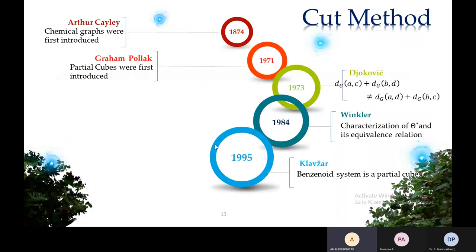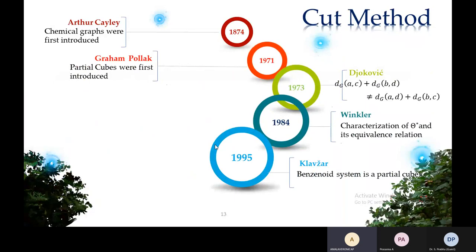See, Graham introduced the partial cube, Djoković gave a relation for that, and Winkler extended that relation. With the help of all these contents, Klavžar proved that the entire benzenoid system is a partial cube. What is a benzenoid system? It's a system containing benzene rings. The one which I introduced in the first few slides, the coronene molecule, is a complete benzenoid system. Likewise, there are plenty of benzenoid systems, or you can say polycyclic aromatic compounds. All of them give you the benzene-based structure, which are naturally partial cubes. So whenever it's a partial cube, I can very well extend the technique of Klavžar.